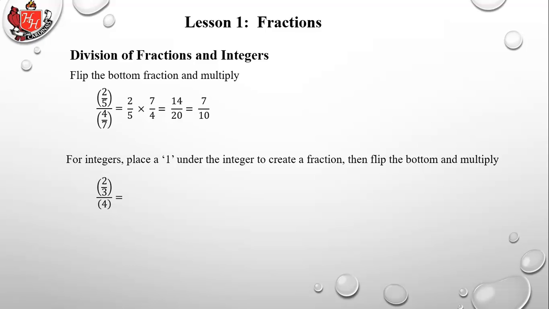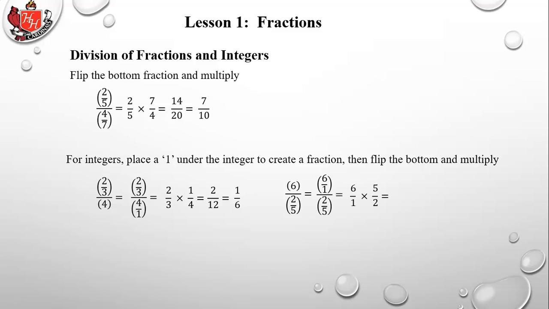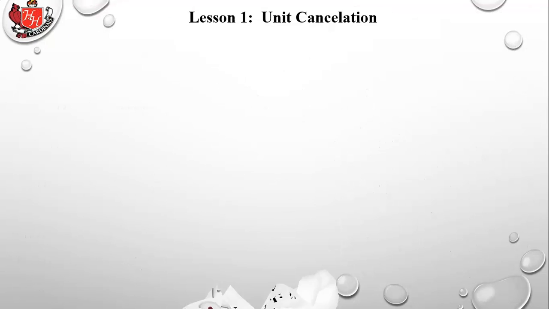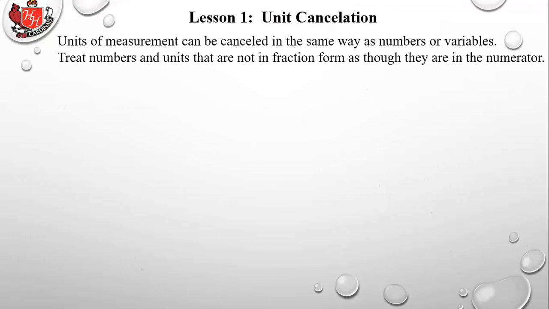Okay, so you're going to just turn that 4, one additional step here, turn it into a fraction by putting a 1 underneath it. And now you flip the bottom and multiply. So 2/3 times 1/4 is 2/12, and then you can reduce that down to 1/6. Same thing if the whole number is on the top, 6 divided by 2/5. Turn the 6 into a fraction, flip the bottom, multiply, and there you get the answer.